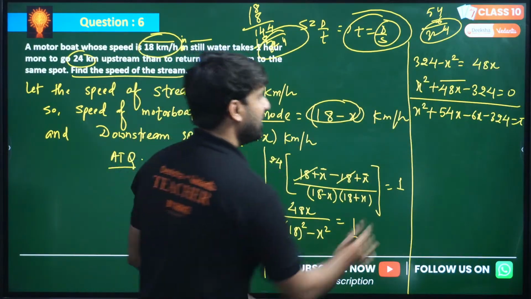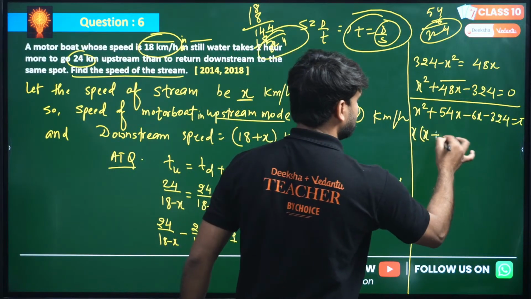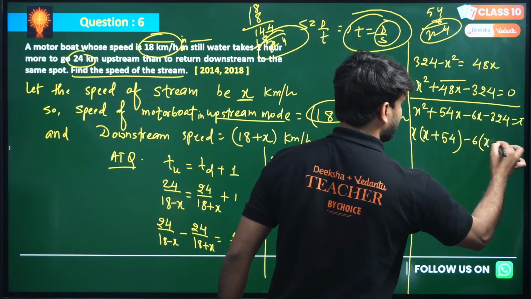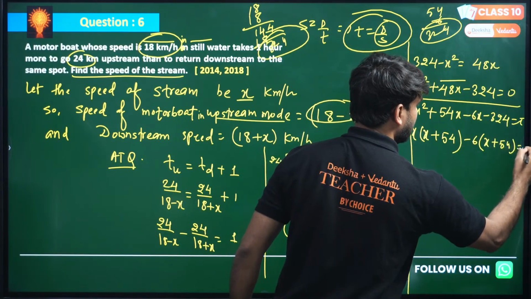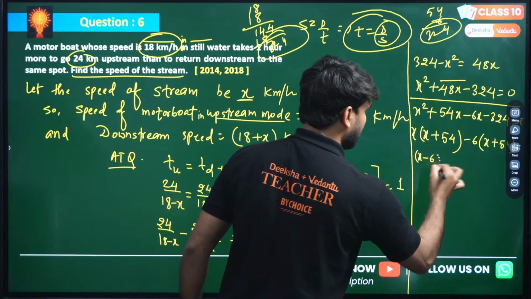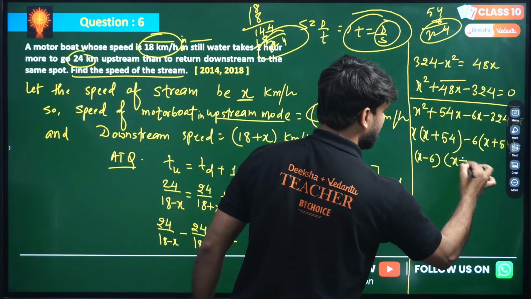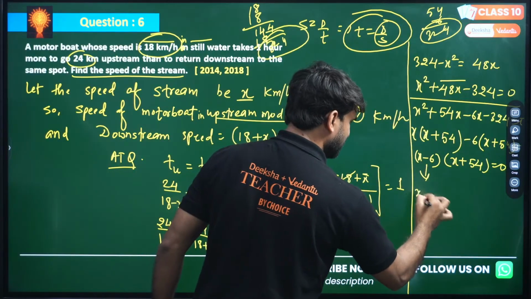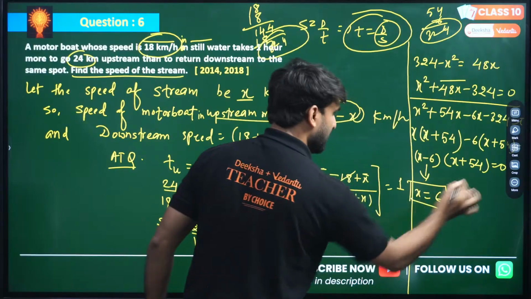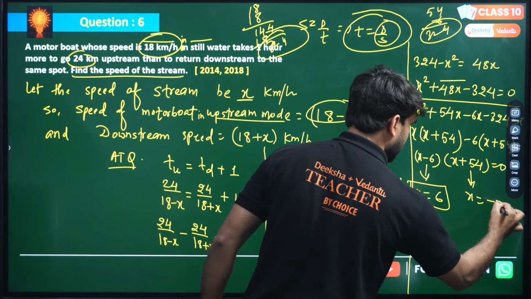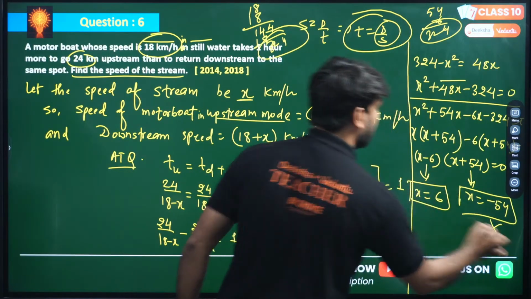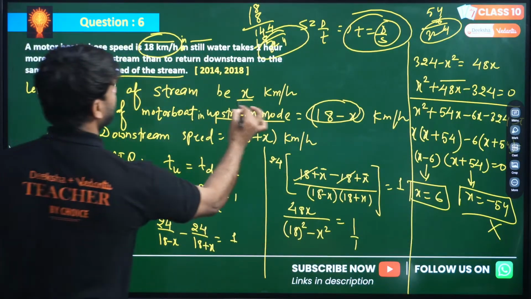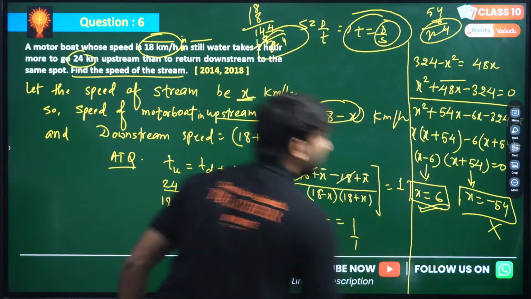Now x common here, so x plus 54 will be there, and we can take minus 6 common here, so it would be x plus 54 equals 0. So we have two brackets, x minus 6 and x plus 54 equals 0. If I put this bracket equal to 0, x equals 6, and here x equals minus 54. Speed cannot be negative, so we will ignore this value. So x equals 6, x is the speed of stream. So x equals 6 will be approved.